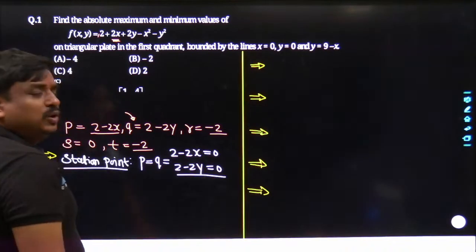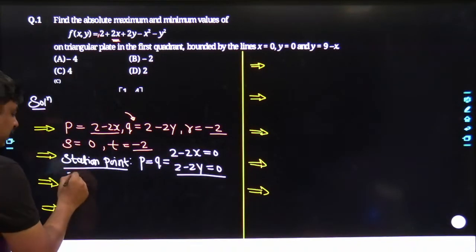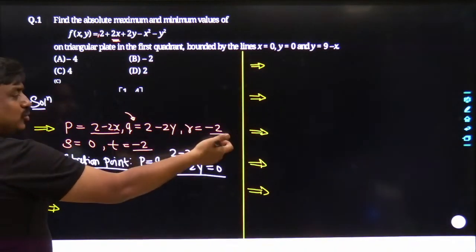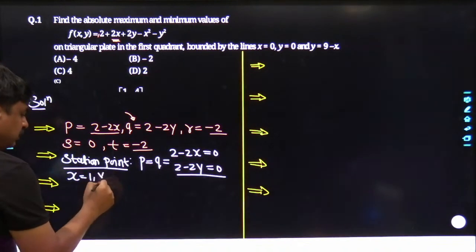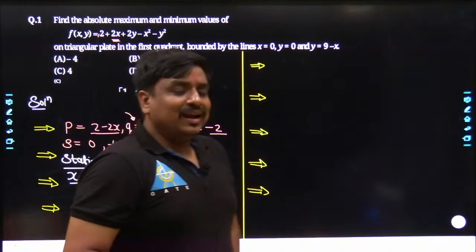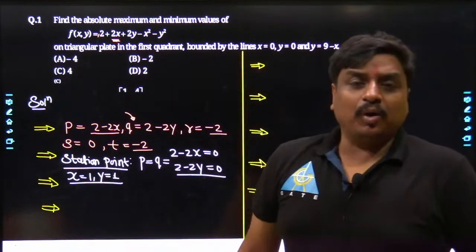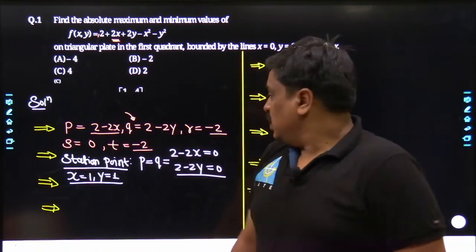Obviously we have got two distinct linear equations, and once I solve them, the result in my hand is simply: 2 goes towards the right-hand side and becomes minus 2, minus 2 and minus 2 cancel out, x becomes 1, and similarly y becomes 1. What does it mean that x equals 1, y equals 1? They are the stationary point. The stationary point is the point where the slope of the bivariate function f of x, y becomes 0.